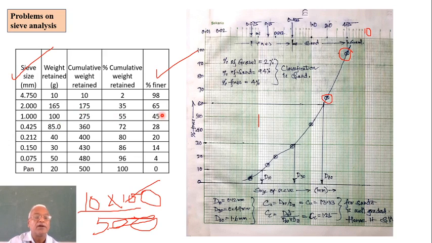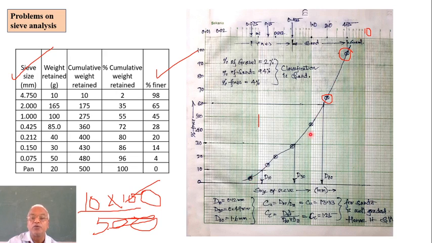You can take 1 mm. Where is 1 mm? Here is 1 mm, and this is 45%. If you come down, 0.15 is 14%. Then 0.212 is 20%, and for 0.075 we have got 4%.